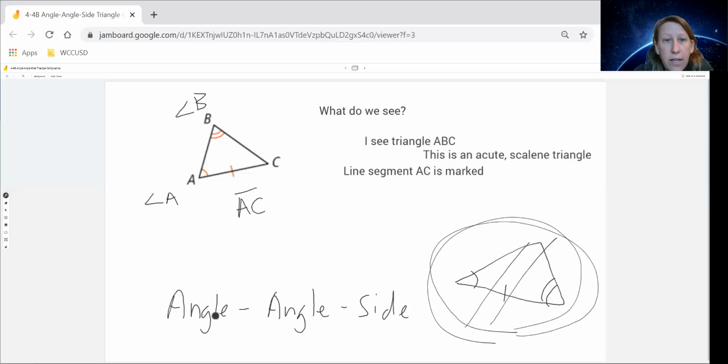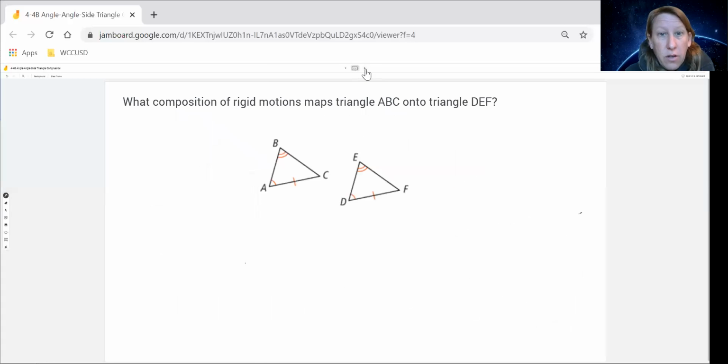Could I call it side, angle, angle? Yeah, but we put angles first. Maybe because it's alphabetical. Maybe because triangles have three angles, so angles are more important. I don't know. All right, let's go for it.